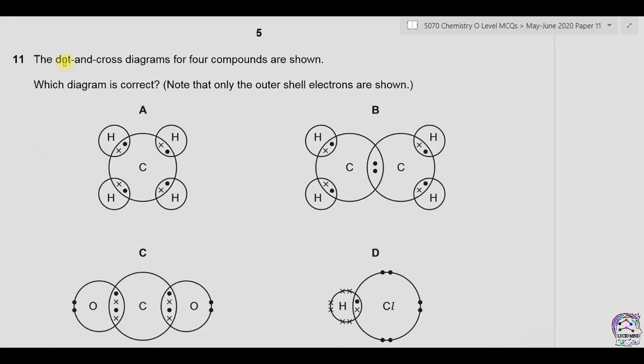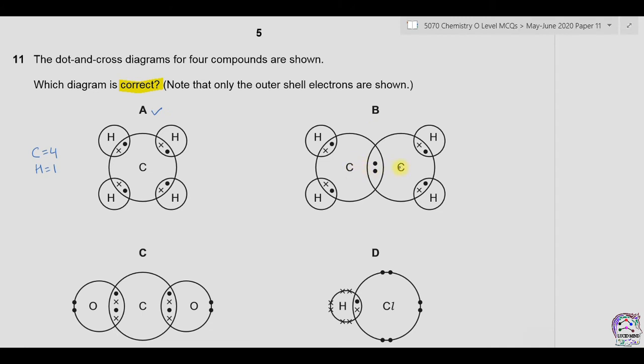Question 4. The dot and cross diagram of 4 compounds is shown. Which diagram is correct? Note that the only outer shell electrons are shown. Now we can find the correct option by looking at the outermost shell electrons first and then seeing whether the octet is complete or not. A is CH4 and carbon has 4 electrons in the outermost shell while hydrogen has 1 electron in the outermost shell. So carbon is making 4 single covalent bonds with 4 hydrogen atoms, so A seems to be correct option.